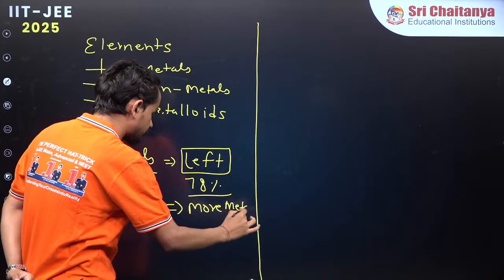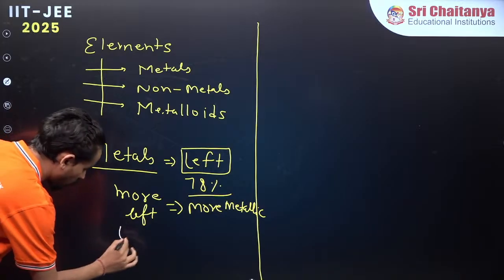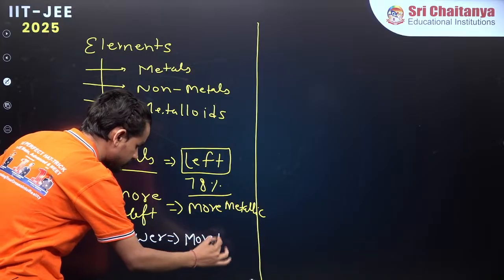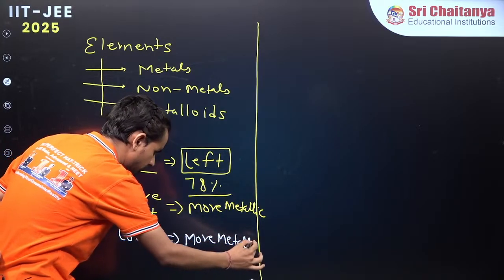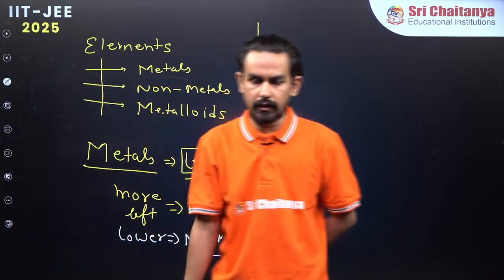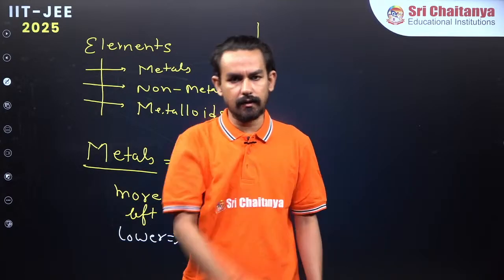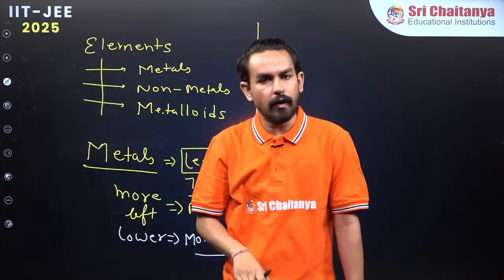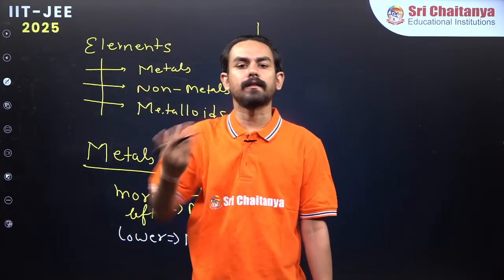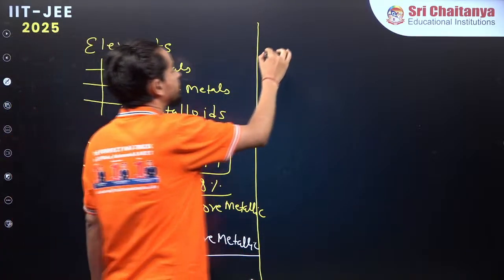Apart from that, what we can write is that whoever is on the lower side is also more metallic than the upper one. So if we compare, moving from left to right, metallic character decreases. That means on the left more metals are there, and as we move right, metallic character slightly decreases. As we go from up to down, the upper side has less metallic character and if we go down, more metallic things are there. This is the thing.